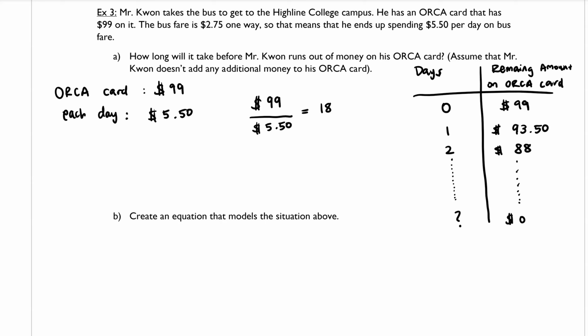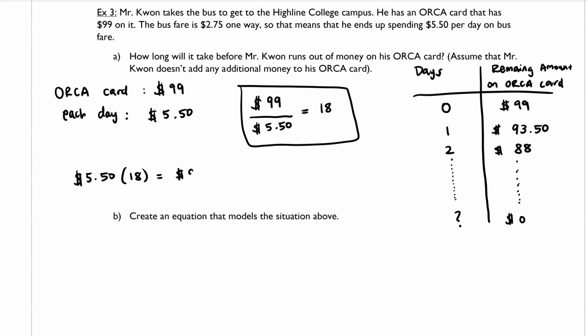What do you think that number represents? Take a moment and pause the video and ask yourself, what's the significance of the number 18? So what that statement in this box here is saying is that if I took $5.50 and multiplied that by 18, that would give me $99. So essentially I could use up my Orca card amount for 18 days and then it would finally reach 0.